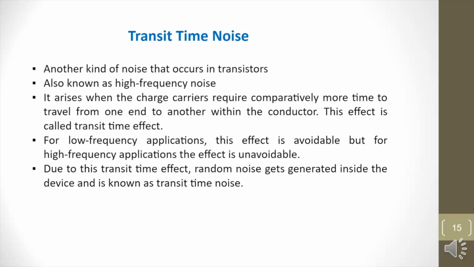Transit time noise is another kind of noise that occurs in transistors. It's also known as high frequency noise. It arises when the charge carriers require comparatively more time to travel from one end to another within the conductor, and this effect is normally known as the transit time effect. For low frequency applications, this effect is avoidable, but for high frequency applications, the effect is unavoidable. So due to this transit time effect, random noise gets generated inside the device and is known as transit time noise.